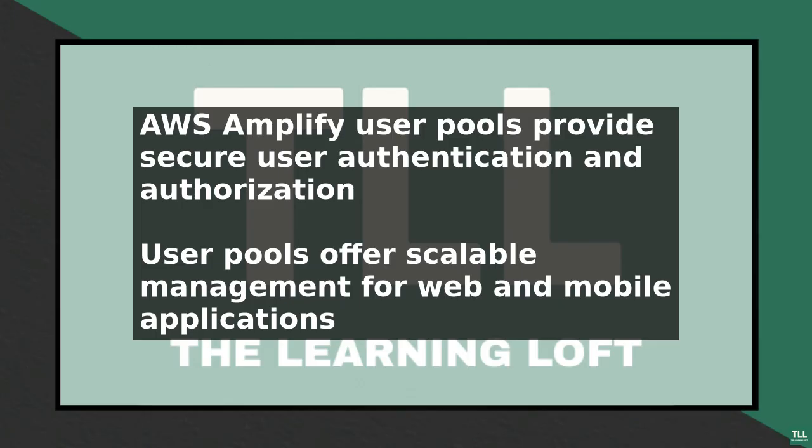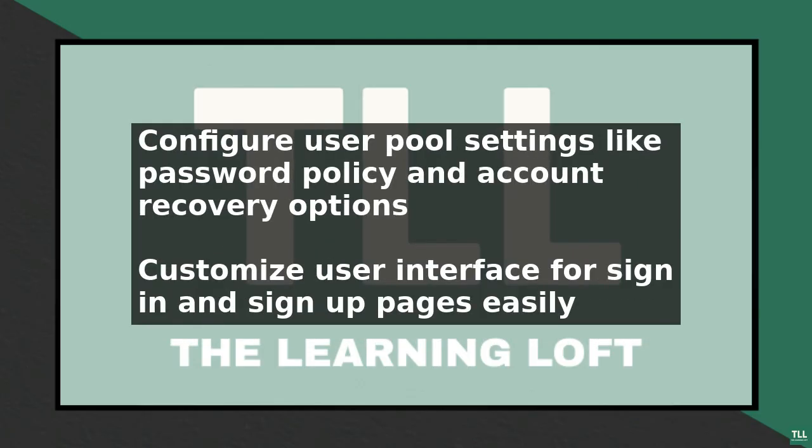Step 1: Setting up user pools. To get started with AWS Amplify user pools, create a new user pool in the AWS Management Console or using the AWS CLI. Configure the pool settings such as password policy and account recovery options. You can also customize the user interface for sign-in and sign-up pages.